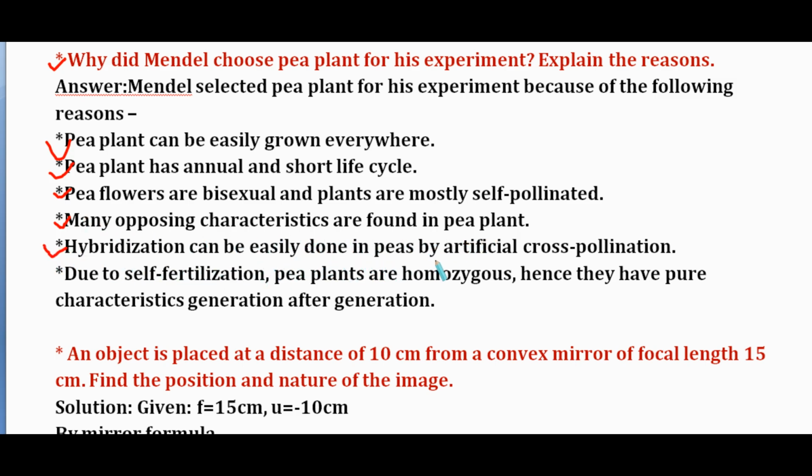Hybridization can be easily done in pea plants by artificial cross-pollination. Due to self-fertilization, pea plants are homozygous, hence they have pure characteristics generation after generation.